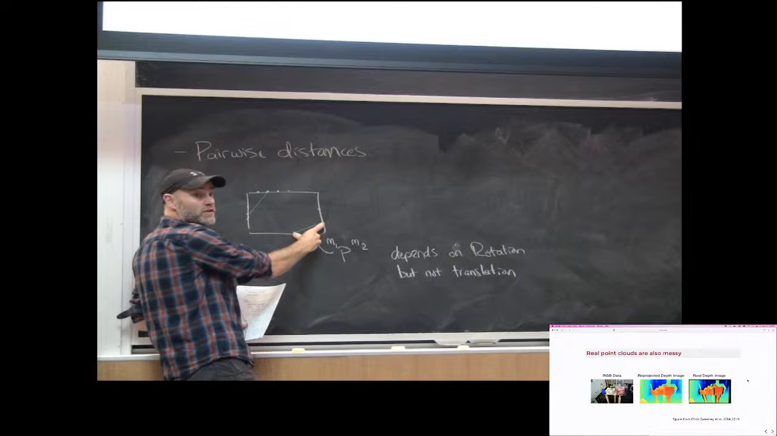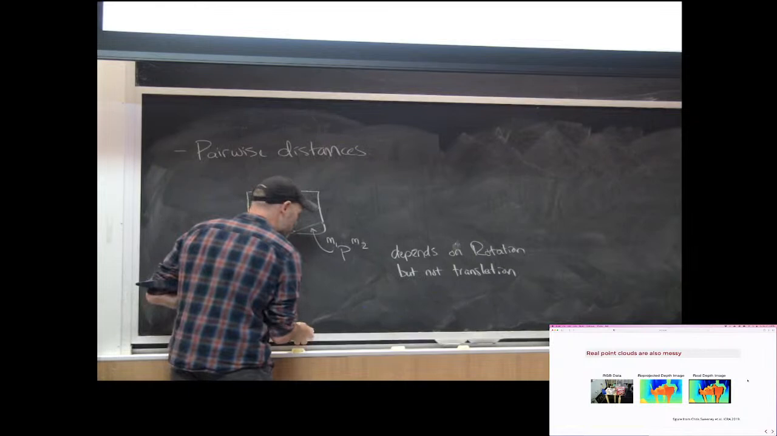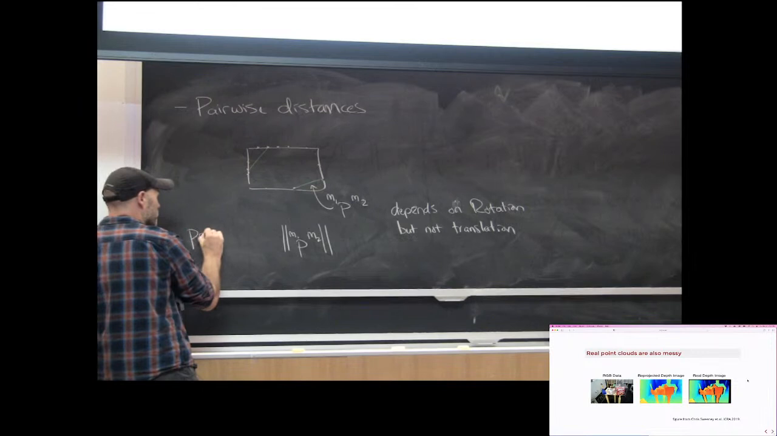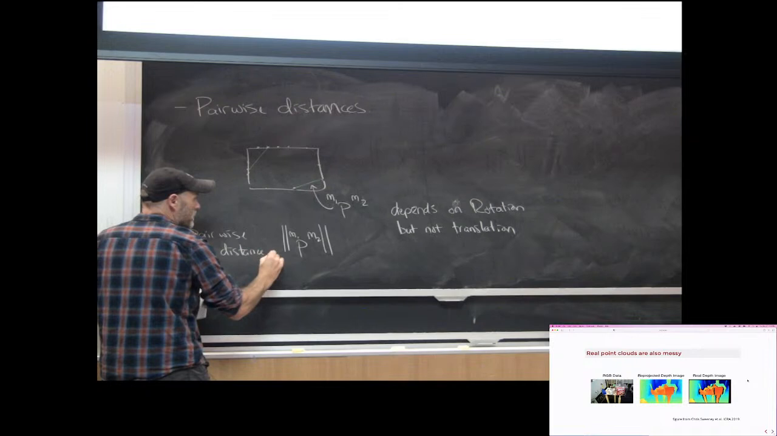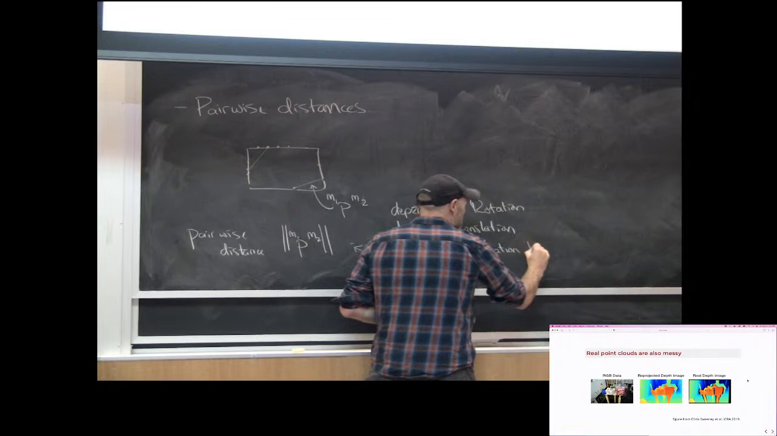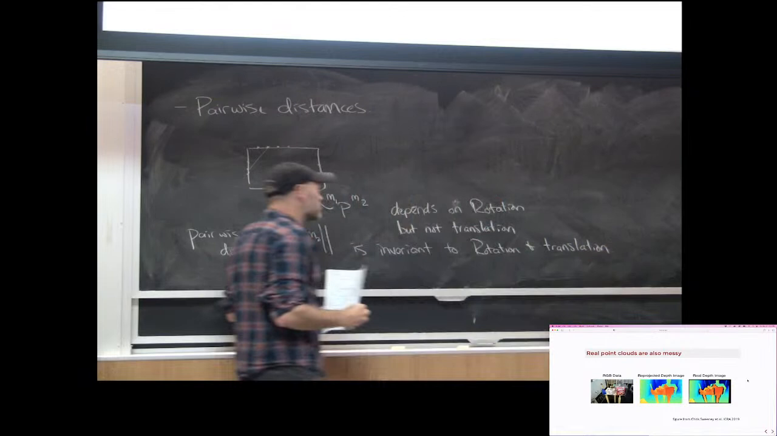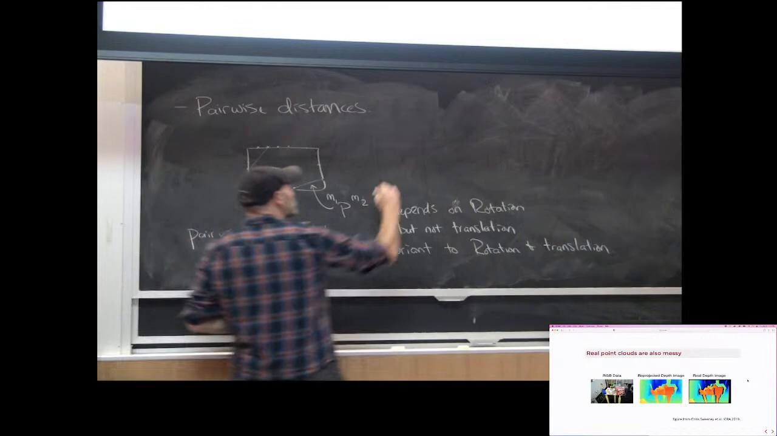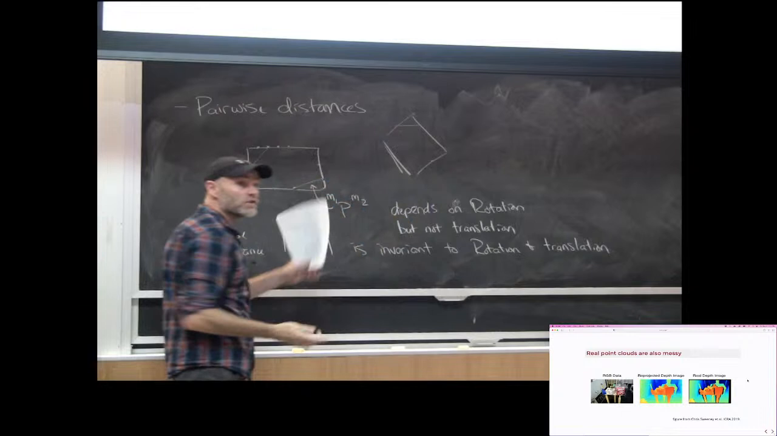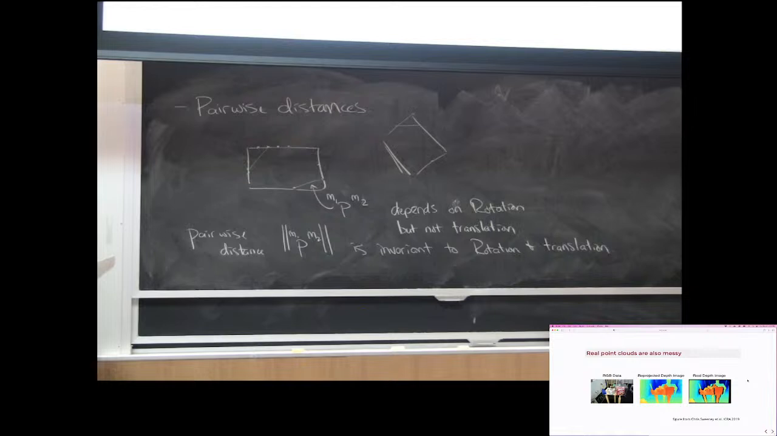Okay, the pairwise distance is invariant to rotations and translations. So if I put this object in some completely different configuration here, the distances between these points are the same, even under any rigid transform, right? If I just look at the length of the pairs, does that make sense?